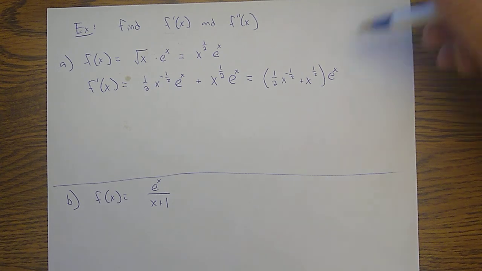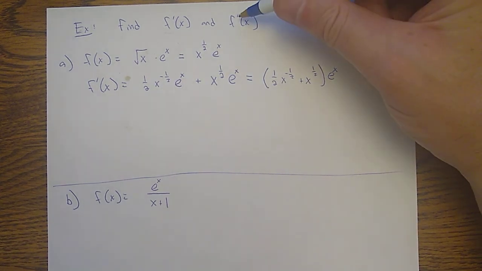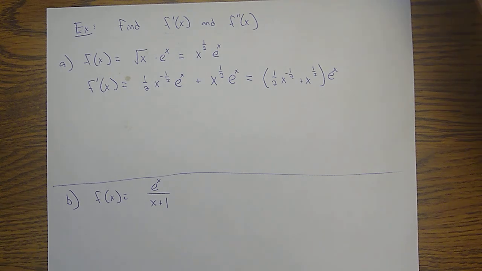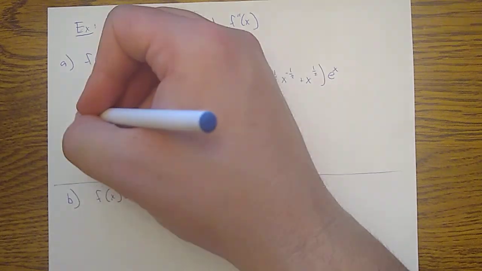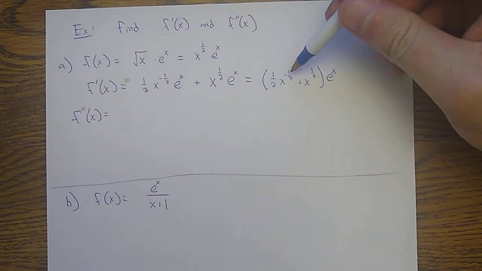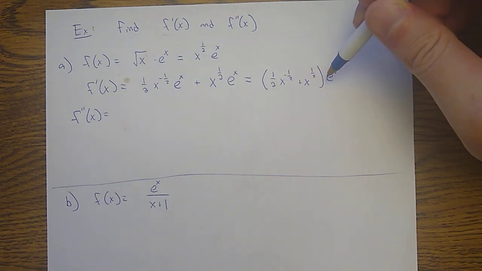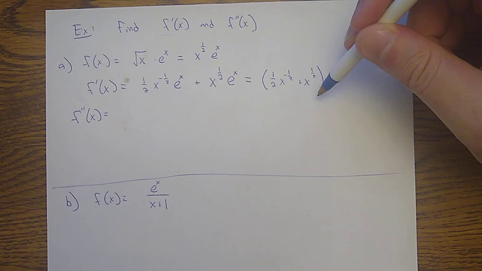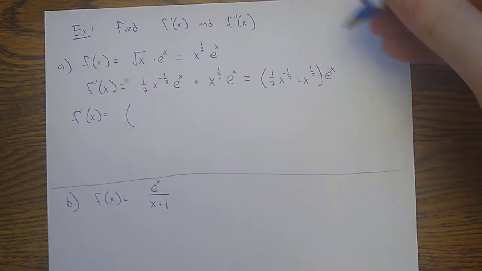I want to simplify this, especially because I'm about to do the derivative again, because remember I have to do f double prime. So it's nice to clean up my answer if I'm going to have to keep working with it. So what is f double prime? Well, it looks like I'm going to do the product rule again, except it's this function times e to the x. So let's go. This will have two parts.